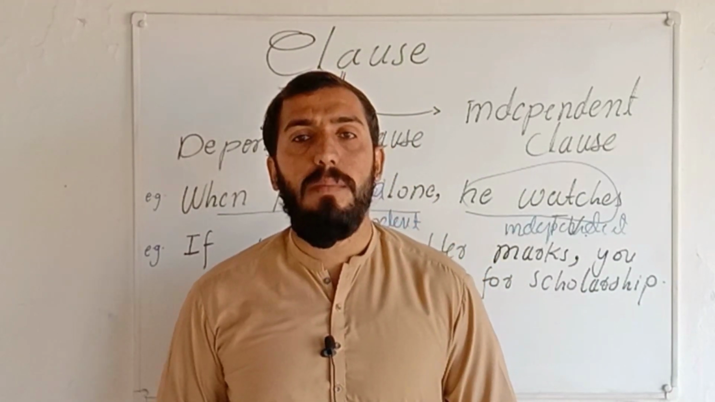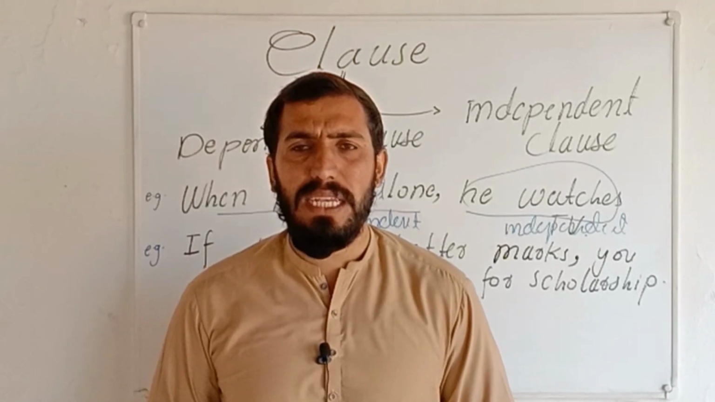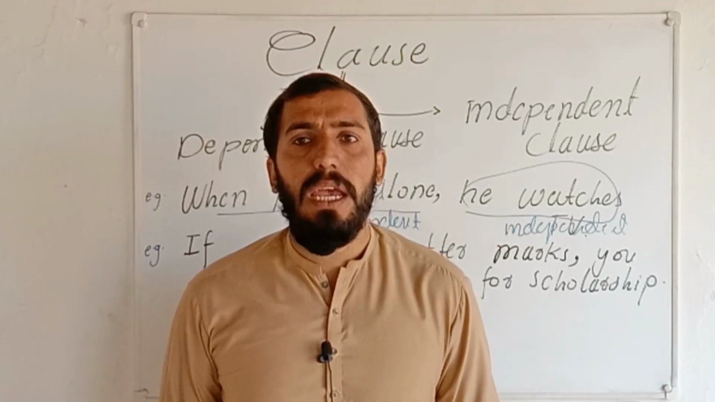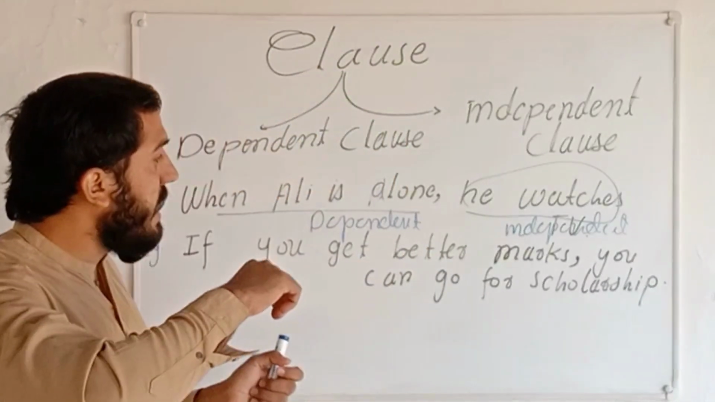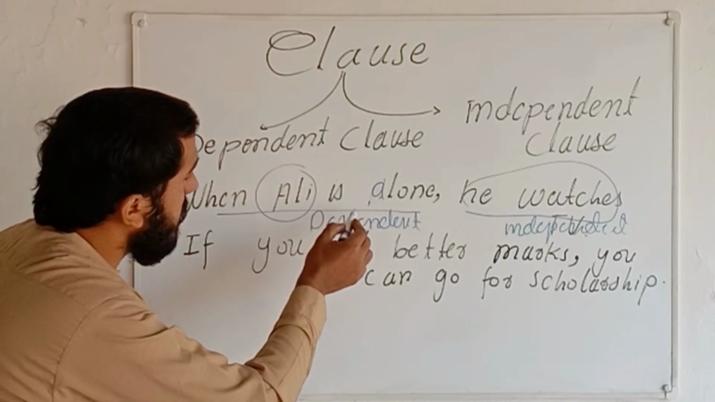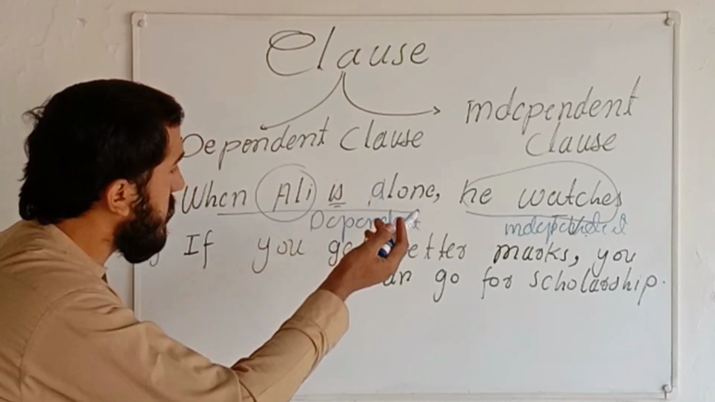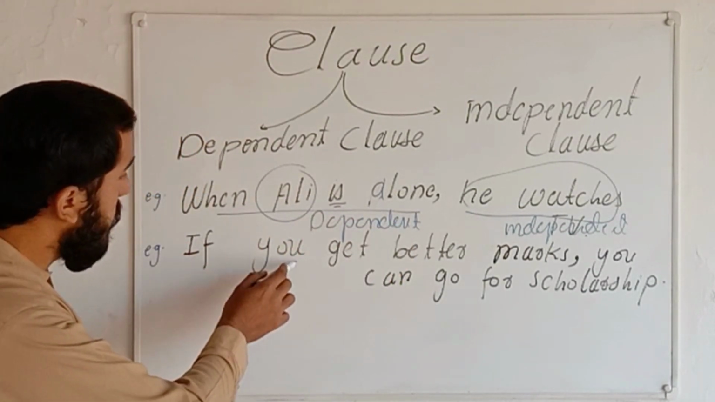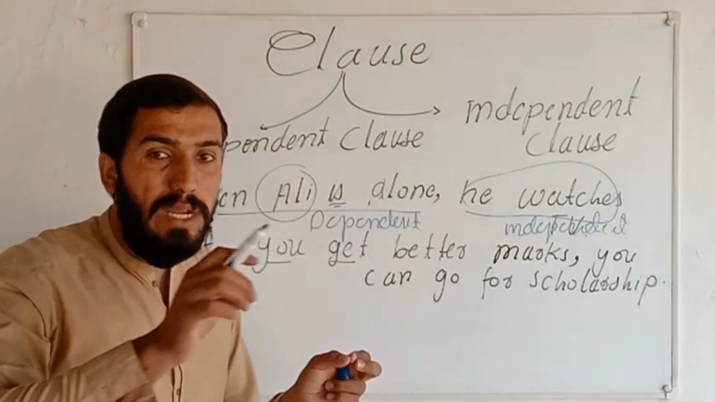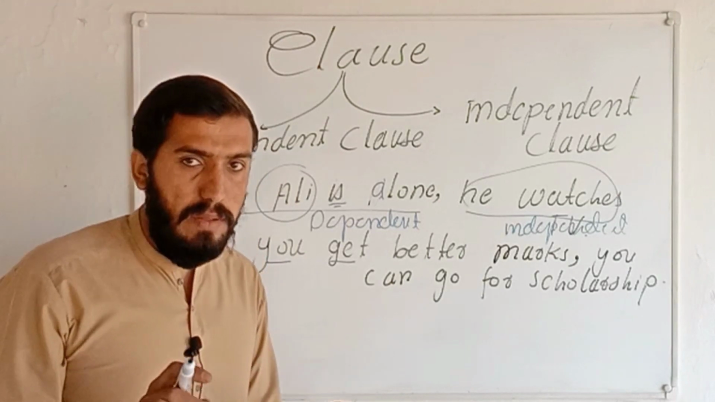In this video, I'm going to talk about a clause. Do you know what a clause is? A clause is a group of words which has a subject and a verb, as you can see here. This is the subject and this is the verb. Got it? This is a clause which has a subject and a verb.